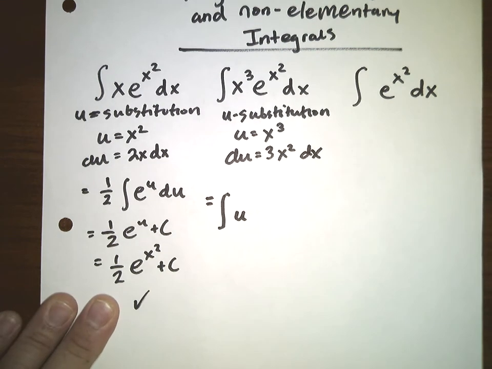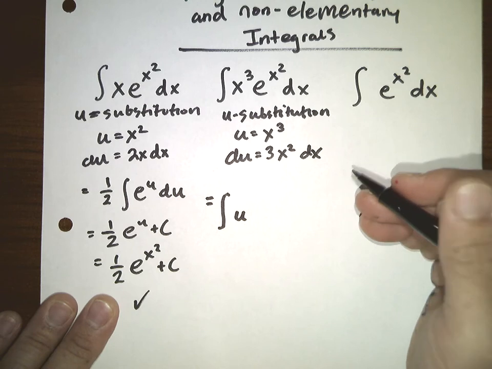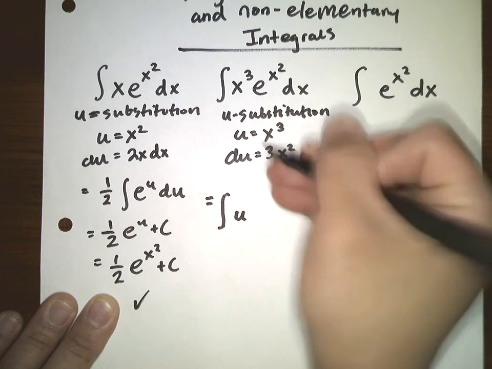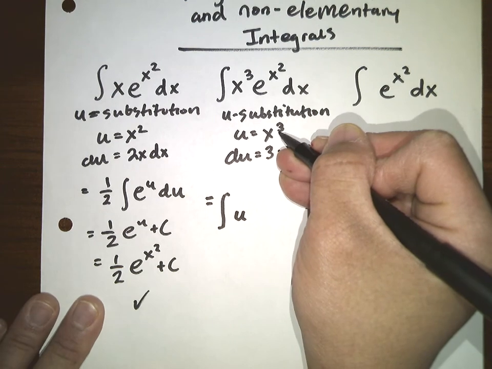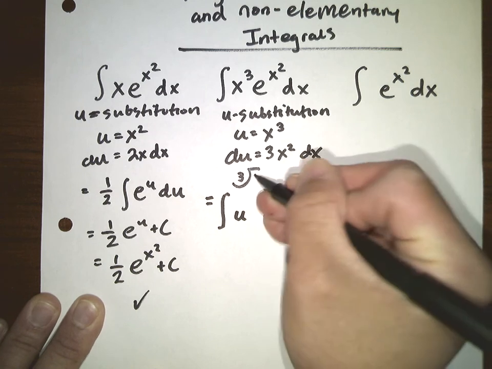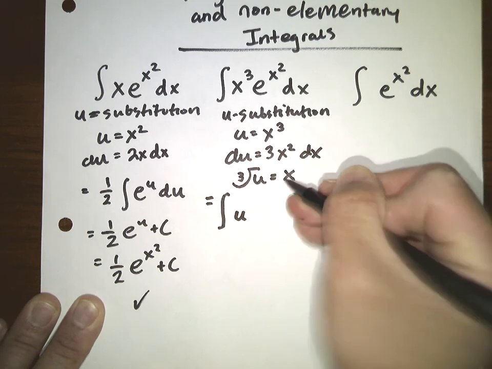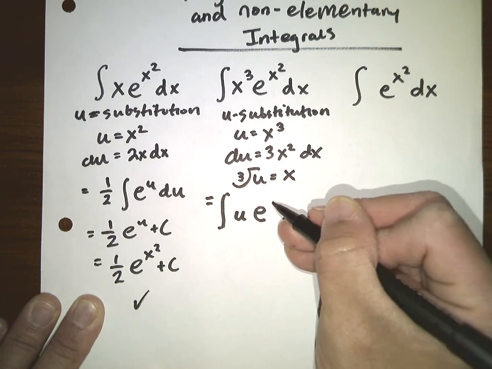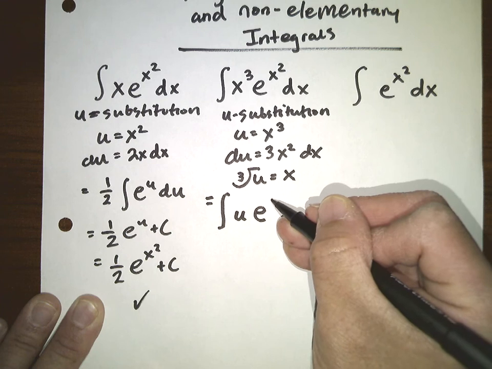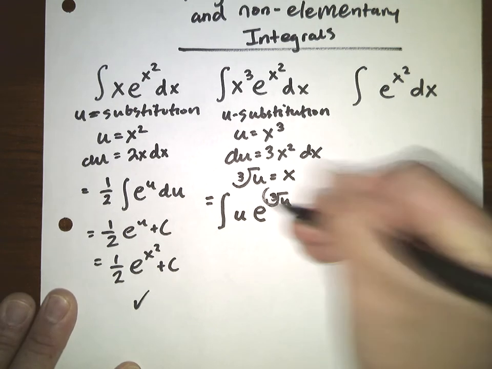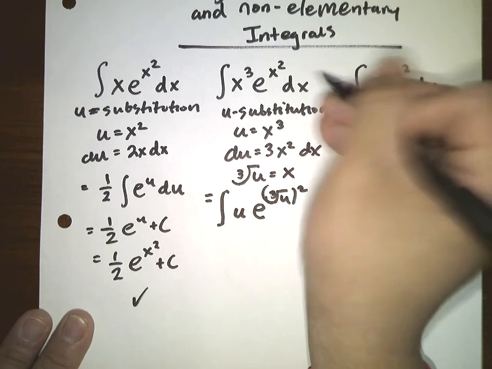And then, do you see what is going on here? That you have e to the x squared, right? But if u is x to the third, then that means that the cube root of u is equal to x. So this is e to the power of the cube root of u to the second power, and then we need dx.